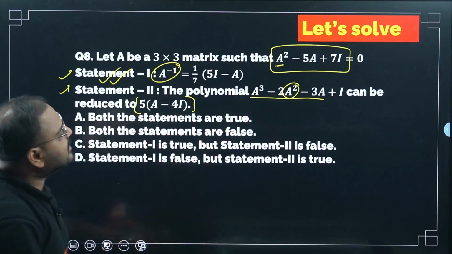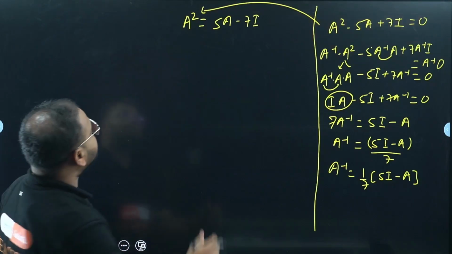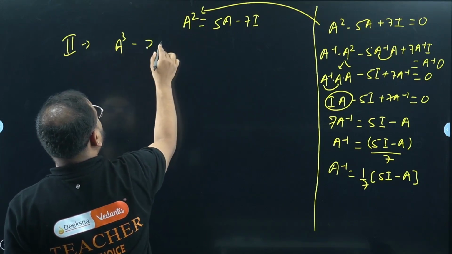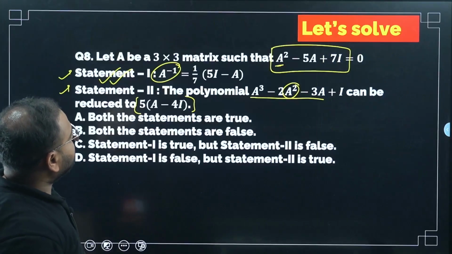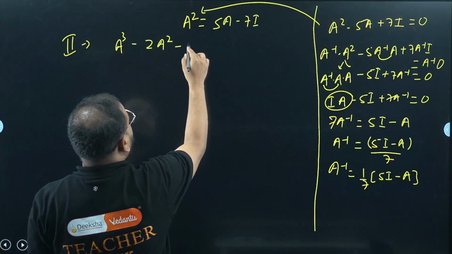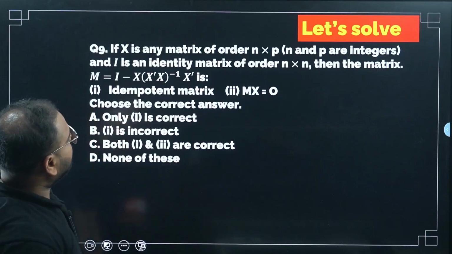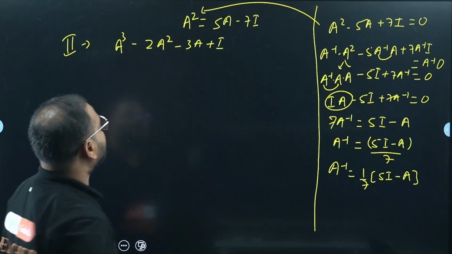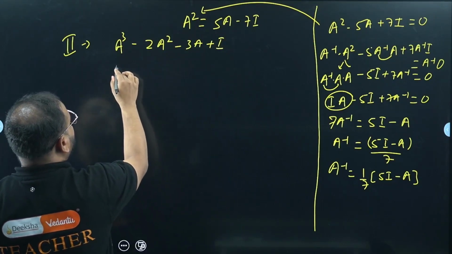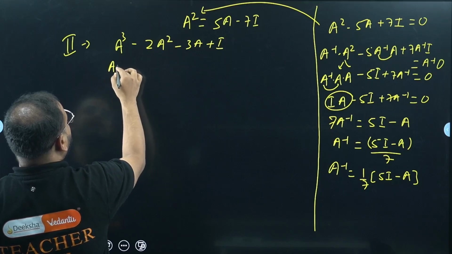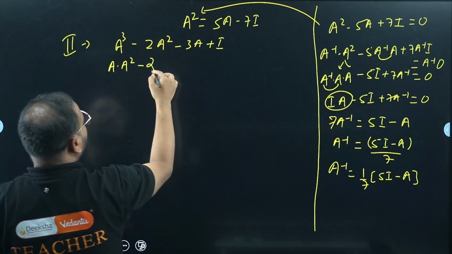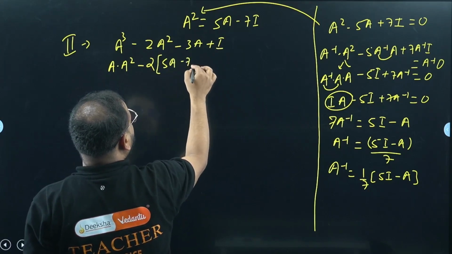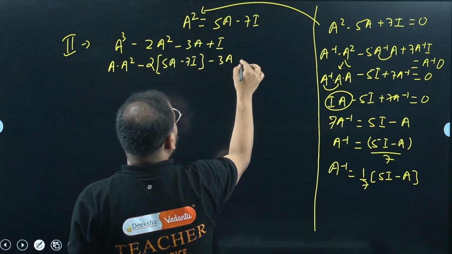So what is given in statement 2? This is statement 2: A cube minus 2A square minus 3A plus I. So replace this A square value wherever you can. I can write this as A into A square minus 2 times this value, which is nothing but 5A minus 7I, minus 3A plus I.